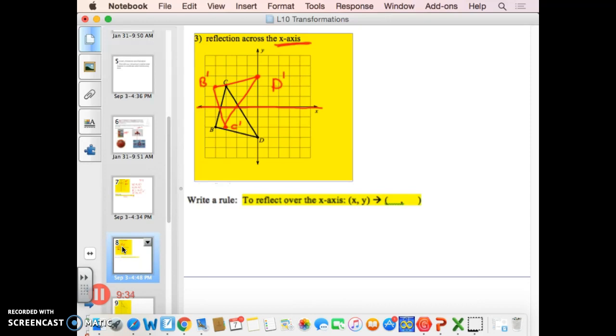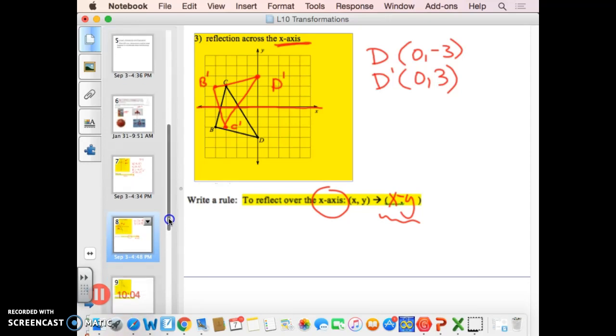So let's notice what happens to these coordinates. Let's look at D. D is currently at 0, -3. And if you look at D prime, you'll notice it goes from 0 to +3. So what we'll notice is that our x and y coordinates are the same. However, this time instead of the x coordinate changing, the y coordinate changes. Anytime you reflect across the x-axis, this is the rule you follow. The x stays the same, and the y changes.